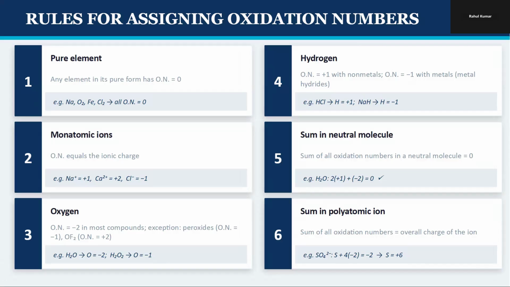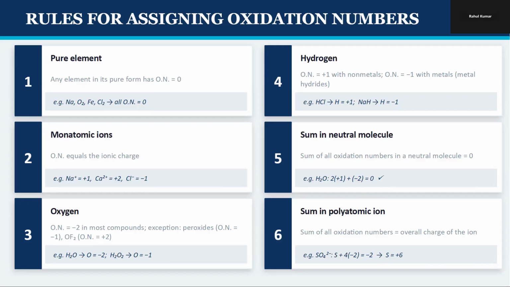Third, oxygen. Oxygen's oxidation state is generally -2 in most compounds, but in peroxides, the oxidation state of oxygen is -1, and in OF2, the oxidation state of oxygen is +2 because fluorine is a very electronegative element. So for example, in H2O, the oxidation state of oxygen is -2, but in peroxide H2O2, it is -1. Now coming to hydrogen. Hydrogen has a +1 oxidation state with non-metals and -1 with metals, in metal hydrides. So for example, in HCl hydrogen has an oxidation state of +1, but in sodium hydride, hydrogen has an oxidation state of -1.